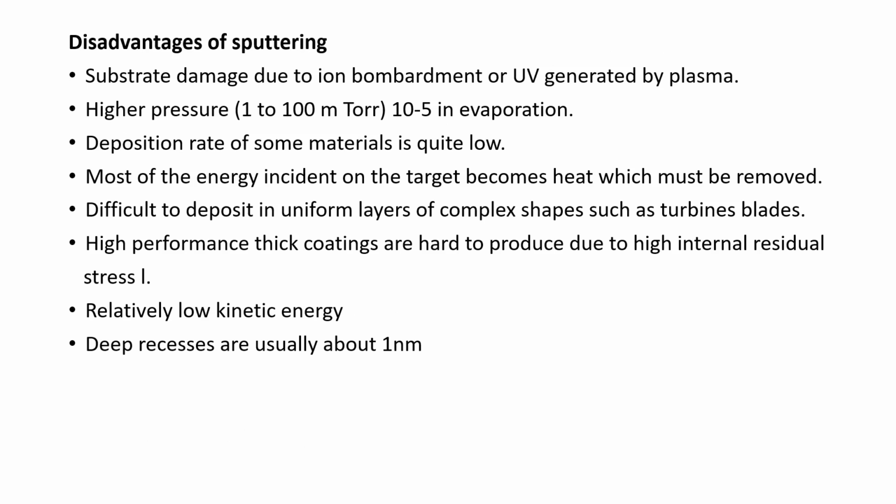Disadvantages of sputtering: substrate damage due to ion bombardment or UV generated by plasma. As we know, plasma is produced that consists of electrons, atoms of noble gas, ions of noble gas, and the photons. These generate ultraviolet radiation, or ion bombardment on the surface of the substrate damages it.